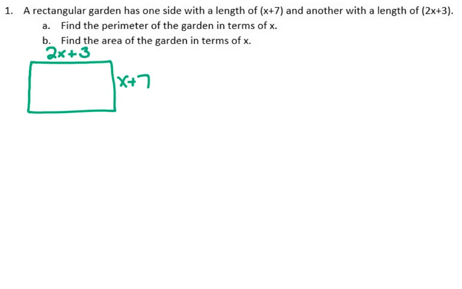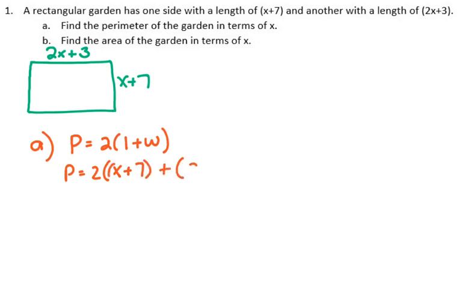Now, part A says, find the perimeter of our garden in terms of x. So for perimeter, we need to know our perimeter formula, which is the sum of the sides, or more specifically for a rectangle, will be 2 times the length plus the width. So from here, I can substitute in my two values, my length and my width. So I have 2 times my length, which I could say is x plus 7, plus my width, which is 2x plus 3.